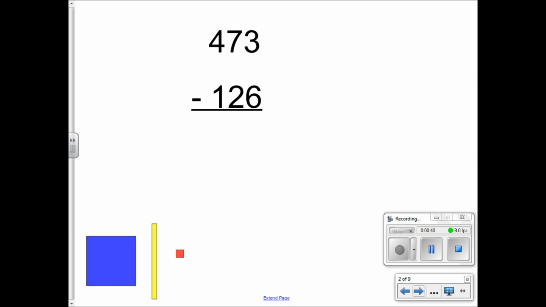I know that the number 473 is called the minuend, and the number 126 is called the subtrahend. And I see what is missing. I'm trying to find the difference. So when we do this with base 10 blocks, I know that I'm going to build the first number, and I have to decompose that number to build it.